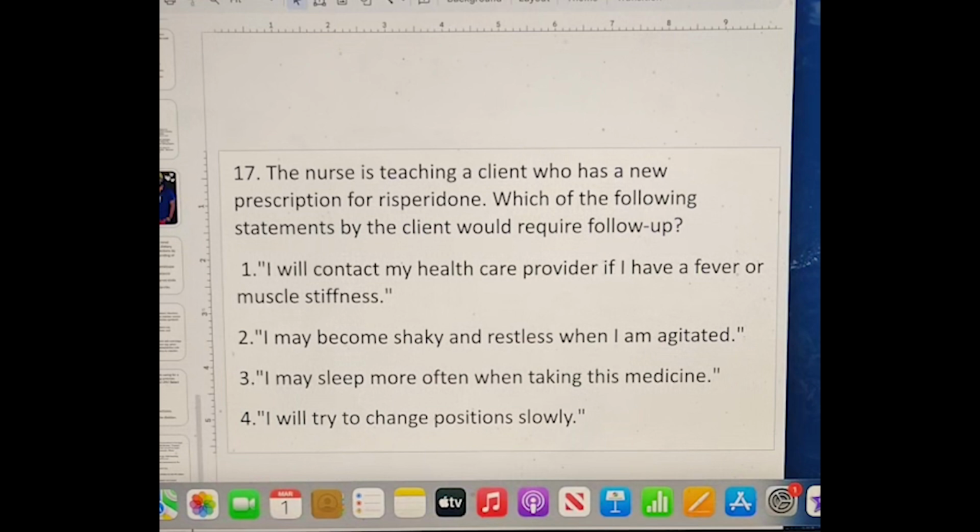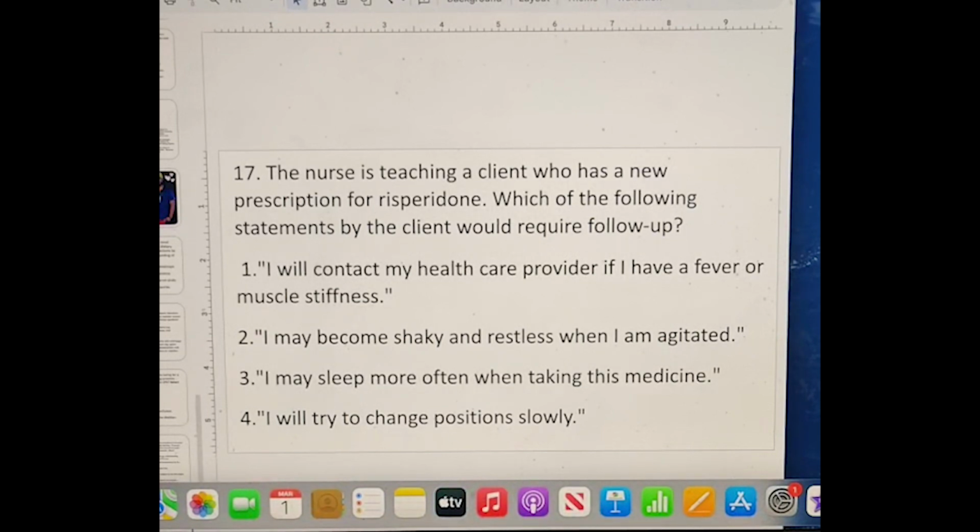Question 17, the nurse is teaching a client who has a new prescription for risperidone. What's risperidone, ladies and gentlemen? Part of pharmacology, right? Which of the following statements by the client would require follow-up? So what did my patient say that was incorrect? That I'm just like, whoa, hold on. We need to have a conversation.